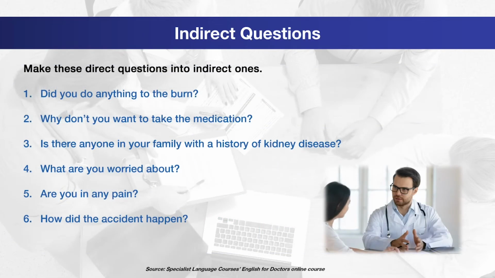Now you can try. Read the direct questions below and make these direct questions into indirect ones. Number 1. Did you do anything to the burn? Number 2. Why don't you want to take the medication? Number 3. Is there anyone in your family with a history of kidney disease? Number 4. What are you worried about?